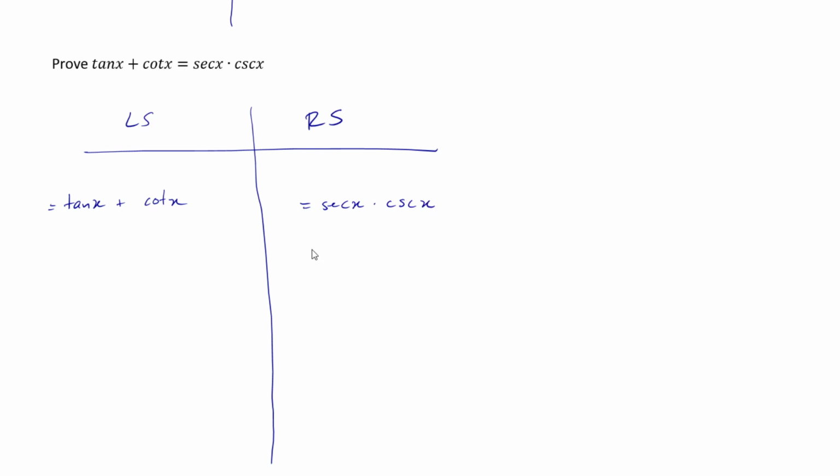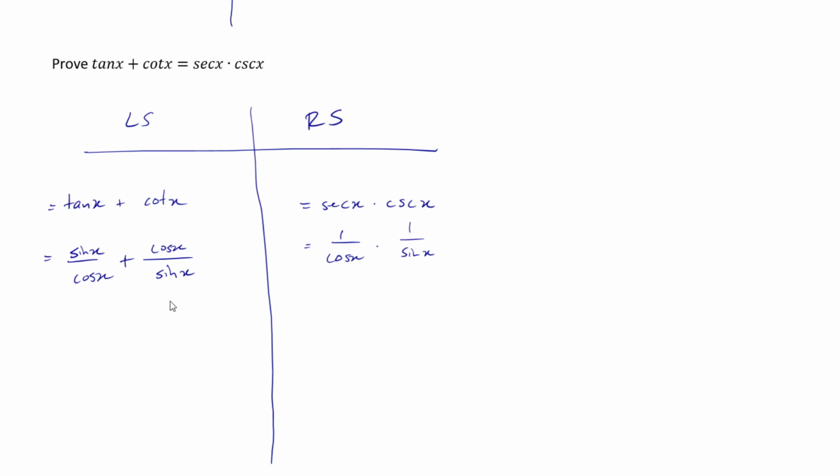So I'm going to start on the right side here, and I'm going to rewrite that secant x is 1 over cos x times 1 over sine x. Okay, I don't think I can go any further from there, so now I'm going to go back to the left side. Left side is tan x, so that's sine x over cos x. And cotangent x is just the reciprocal of that, so that's cos x over sine x. And that's a plus, not a multiplication symbol, as we can see.